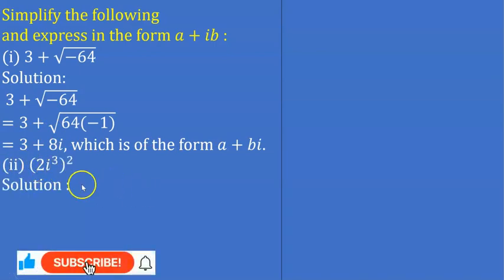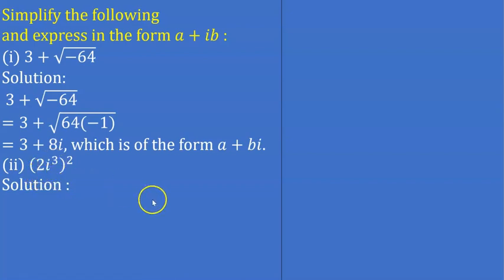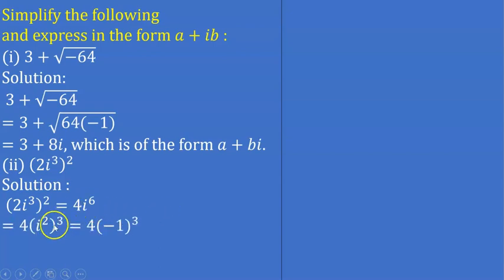Now next example, (2i raised to 3) whole square. Now we'll simplify this. 2 raised to 2 means what? 4. i raised to 3 whole squared means what? You will get i raised to 6. That is 4 into (i square) raised to 3. But what is i square? i square is minus 1, and bracket raised to 3.